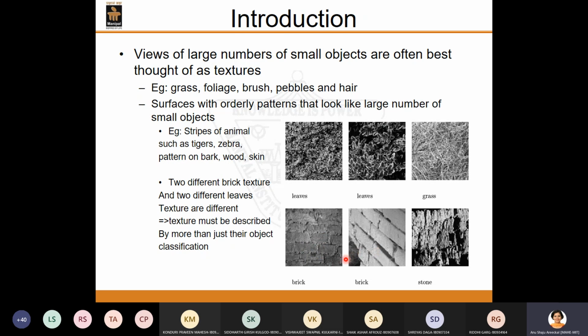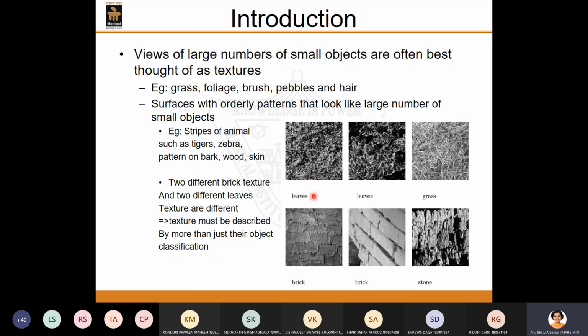So when we look at the image, we can easily say that this is an image of a brick, okay, or that these are some leaves, right? So how are humans able to identify that? It is basically by recognizing the patterns or the texture which is present in the image.